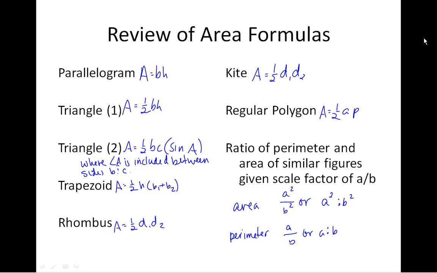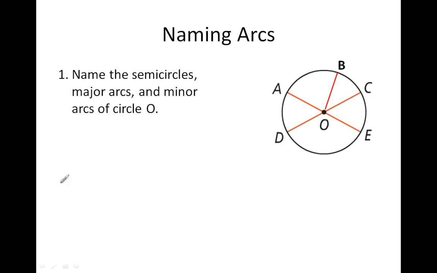Okay, as we move into talking about arcs, we're going to first learn how to name arcs. We're going to start with semicircles because they tend to be the easiest to identify. Then we're going to talk about minor arcs, and then we're going to talk about the major arcs.